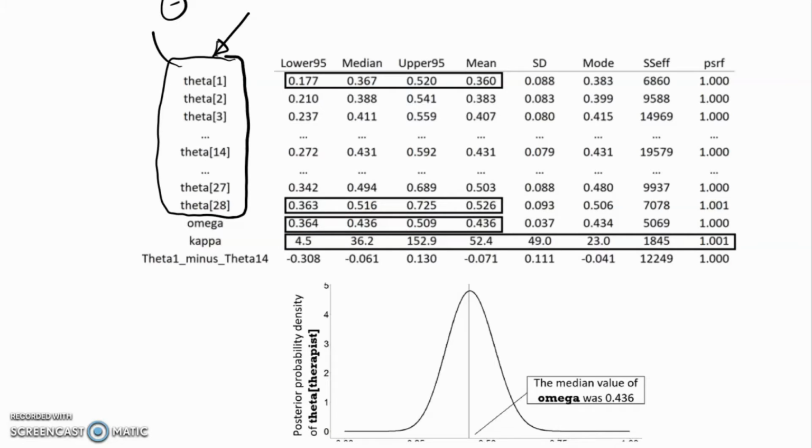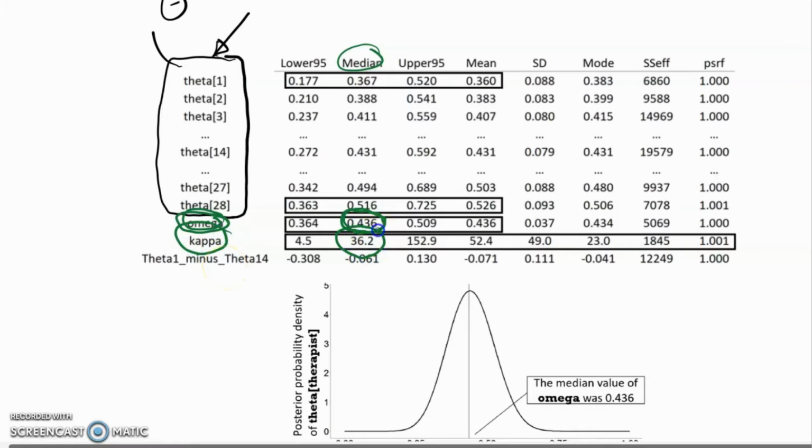So let's begin by thinking about a couple of different numbers. Let's think about omega. The posterior distribution of omega has a median value of 0.436. For the parameter kappa, its posterior has a value of 36.2. So what are these things?